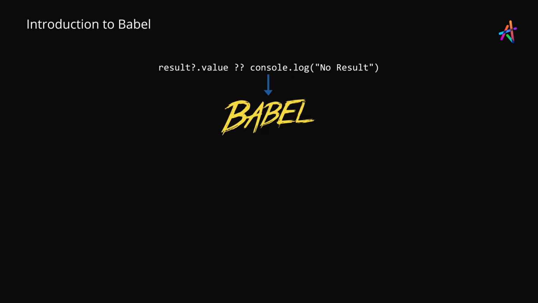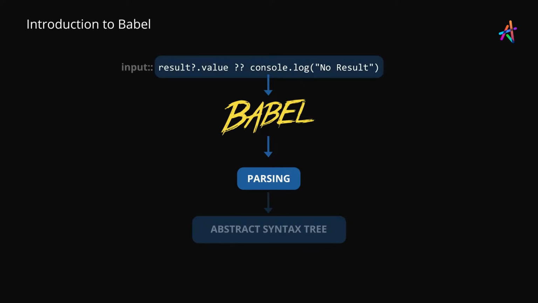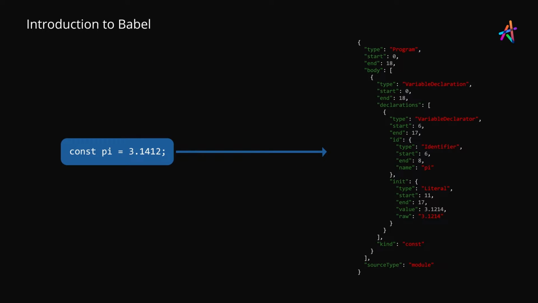Well, the first thing that Babel does is it reads and parses your code. Parsing is a way to read and analyze code. Once Babel parses and understands your code, it converts it into an abstract syntax tree or an AST. An AST is a tree-like representation of your code structure. For instance, a variable assigned to a literal value gets converted to a JSON-like structure that you see on the right here. Within this tree, you can see nodes, their types, and other critical data.